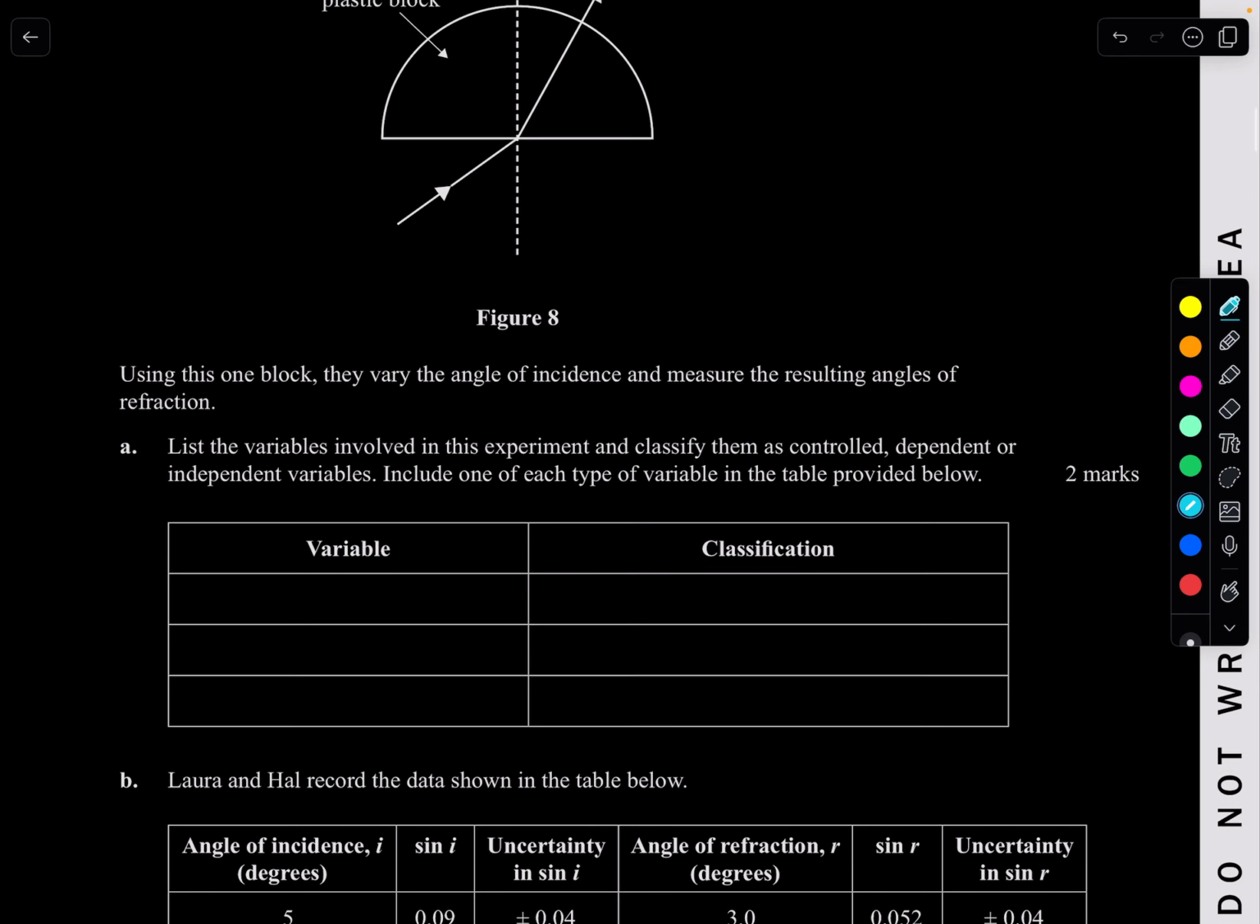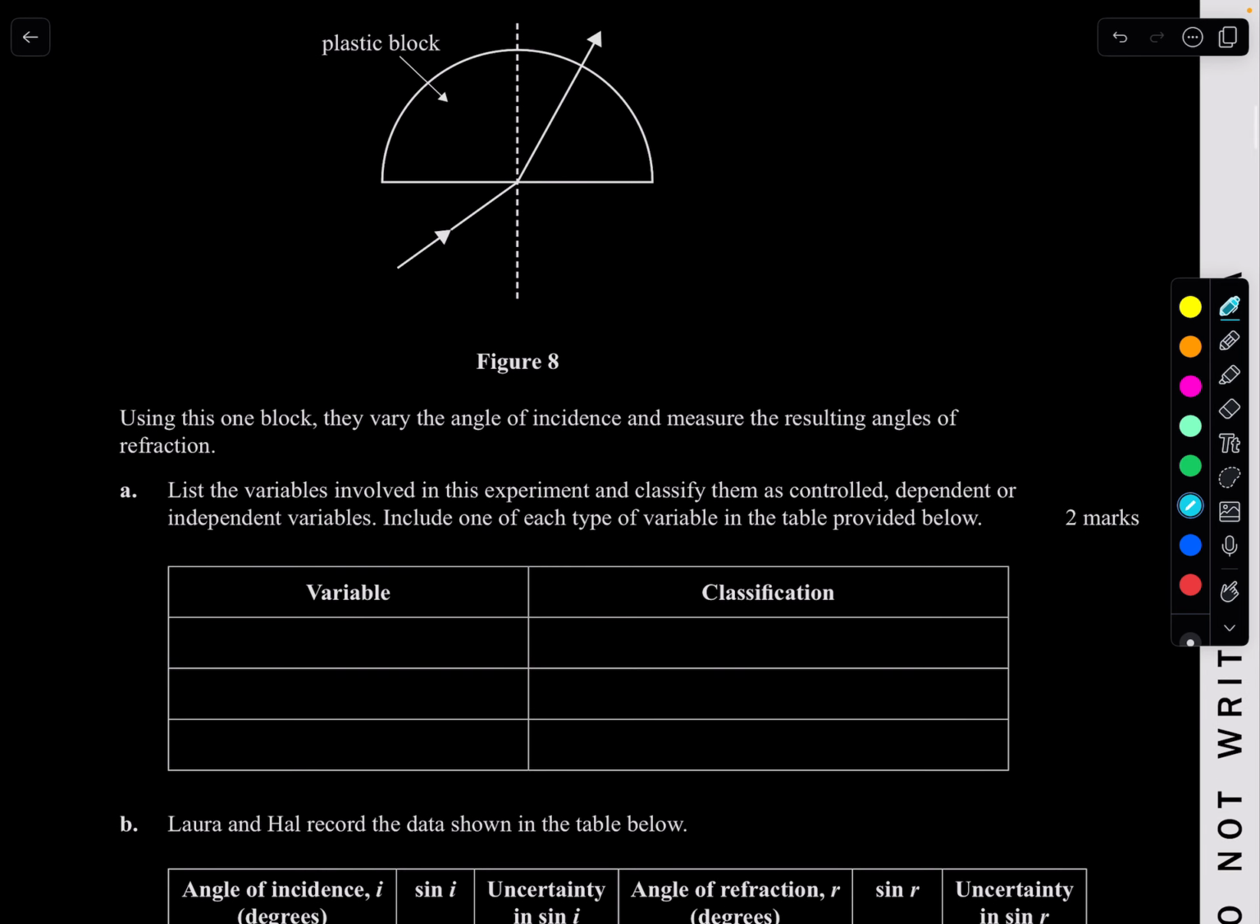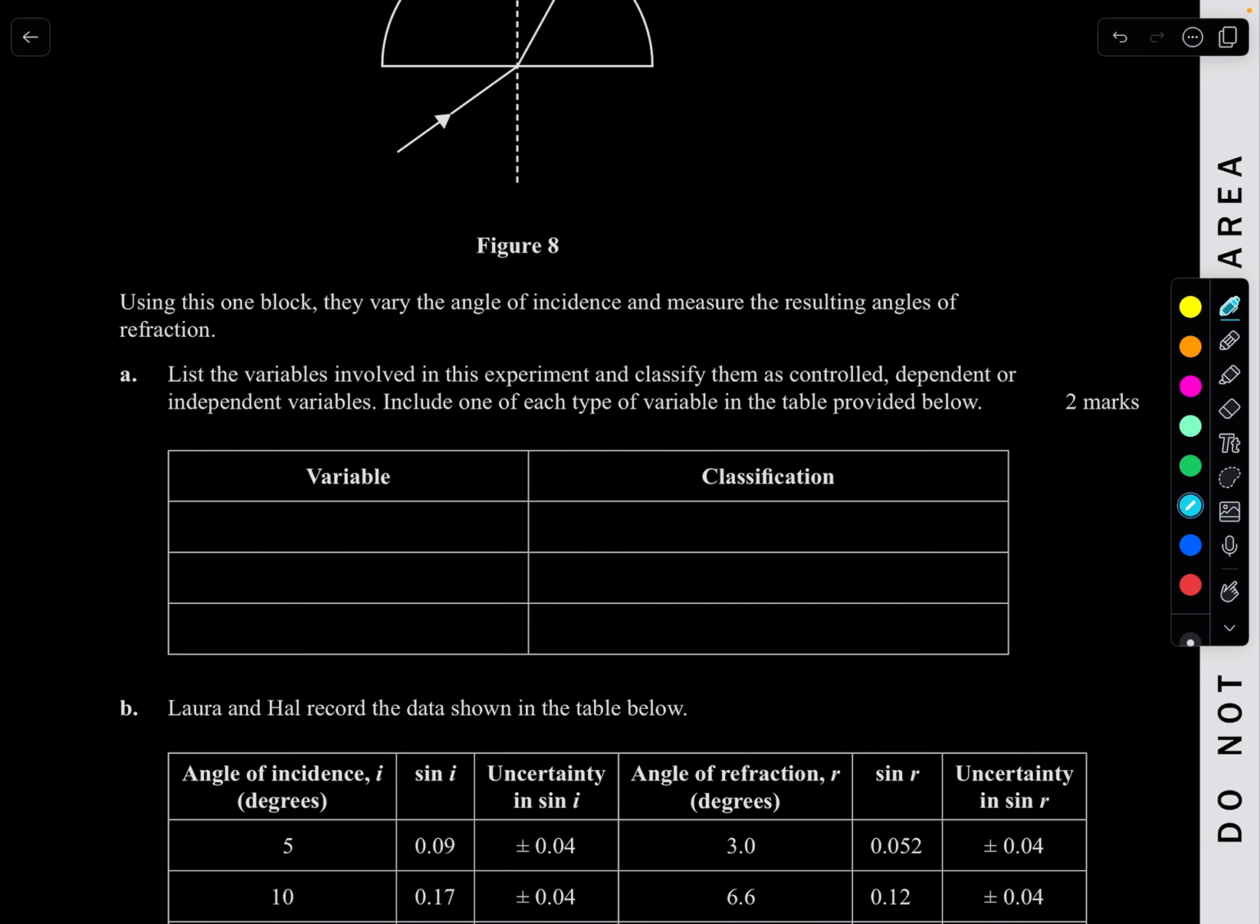All right, so let's do this. The first thing that comes to my mind is that the angle of incidence is a variable. It's the one that we're playing around with. We're varying it. We can control it, and we are able to vary it. So that's going to be our independent variable.